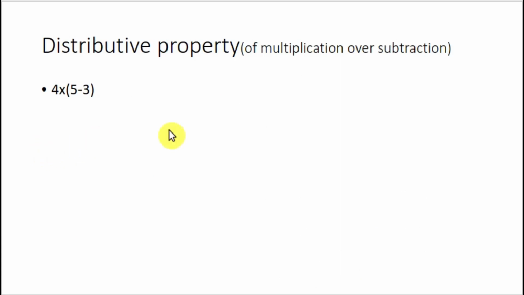Next, coming to the distributive property of multiplication over subtraction. Same as addition, we are distributing this, we are distributing this. Here it is the minus sign only. 4 into 5 minus 4 into 3. So 20 minus 12. The answer is 8. This is the distributive property.